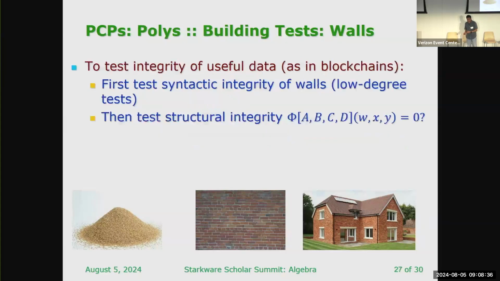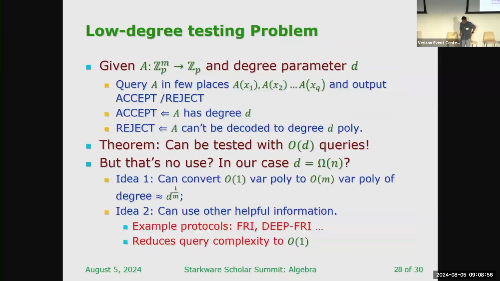PCPs are working exactly the same way. In order to test the integrity of useful data, we first test the integrity of the walls, which is the low degree test, and then test for structural integrity, which is this testing of this condition. Okay, and that's it. This is an entire PCP. So I feel that this is very neat, but of course it motivates this question called the low degree testing problem.